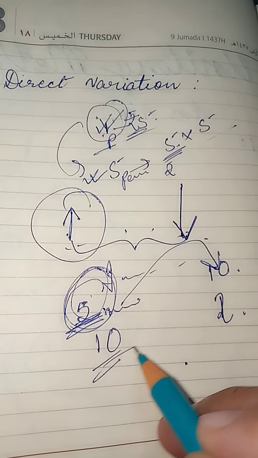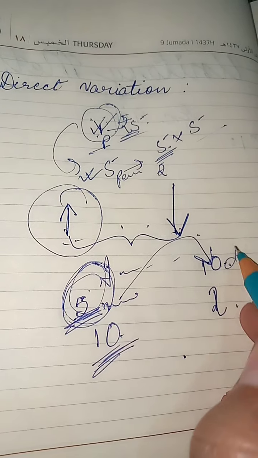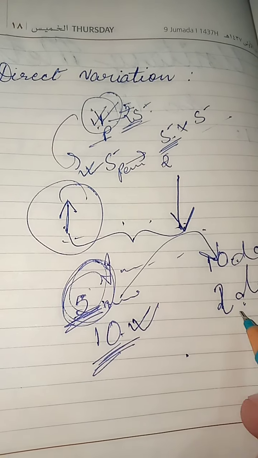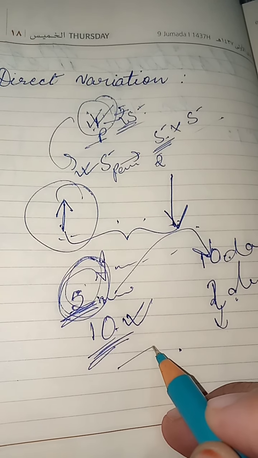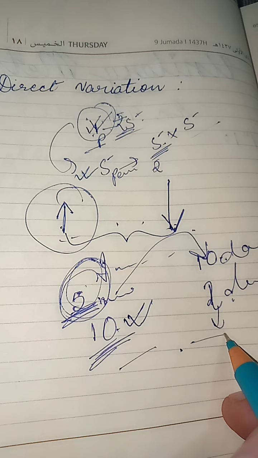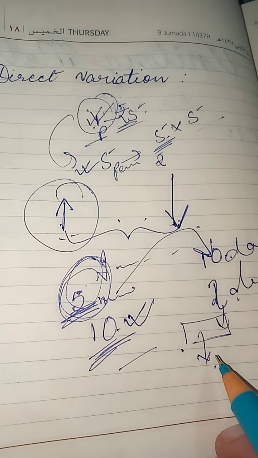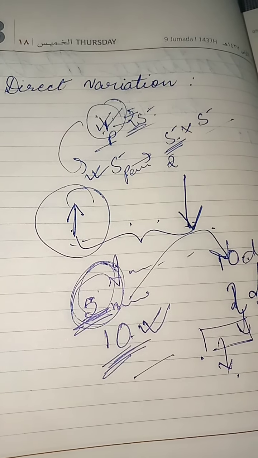5 था, now I increase the number of men, that is 10 now. So the number of days has been reduced. That means if I increase one, automatically the other one will reduce. It is obvious that if we increase the number of men, the number of days will be automatically reduced. So such a relationship is known as inverse relationship.